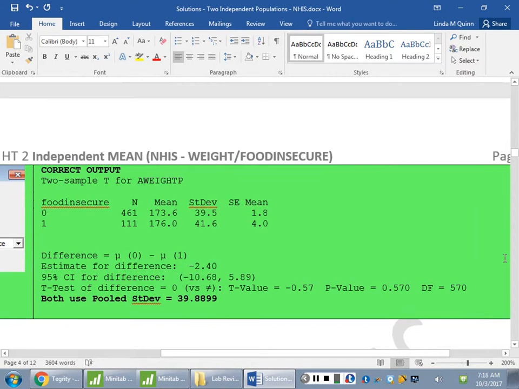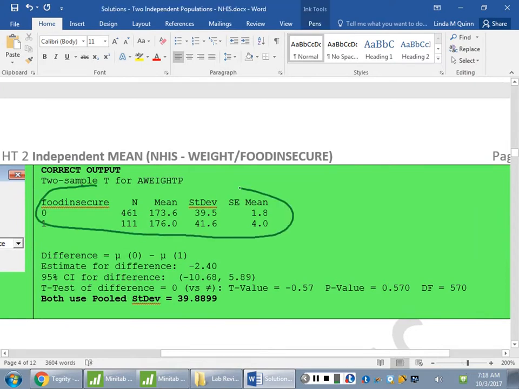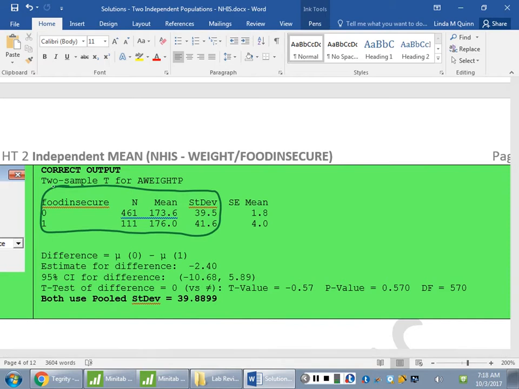First thing is, these are the descriptive statistics that you want to describe in that first sentence of your conclusion section. This is your evidence. For people that are food secure, their mean weight is 173.6 pounds. For people that are food insecure, their mean weight is 176 pounds. And so what we're trying to do now is estimate that difference. So that's going to be my first sentence in my descriptive.